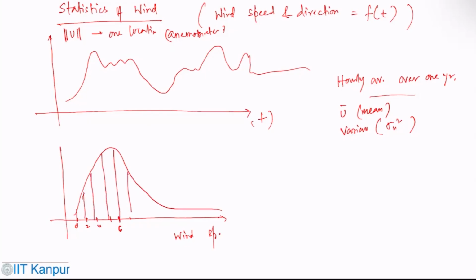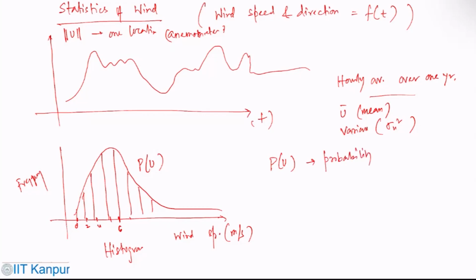with all this data. So this is frequency. This is probability of U. This is wind speed, meter per second. This is called some kind of a histogram. So different distributions can be used to describe this P(U), which is the probability density function of wind speeds. That is the PDFs.